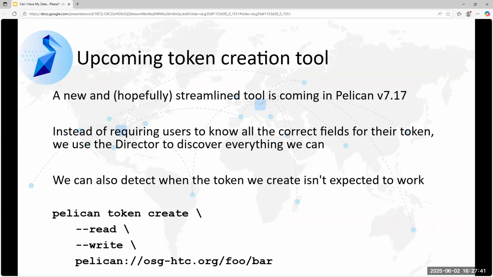I think the thing that's important to note about this is that because the director knows about all of this configuration and this policy and all of these different pieces of what goes into creating a token, we can just tell you what to put in the token. We don't require anymore that you know all of these audiences and profiles and scopes and all of that kind of stuff. The other nice feature about this new tool is that if you have a key and that key doesn't check out with what we think your key needs to look like, we're able to tell you, you're creating a token, but it's probably not going to work, so you should talk to someone about how to fix it.